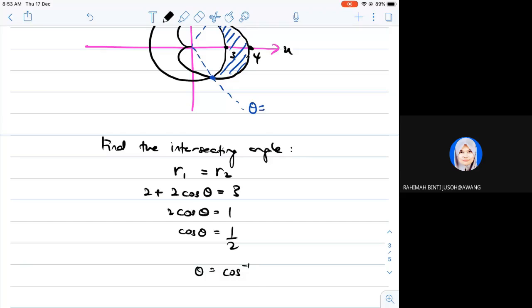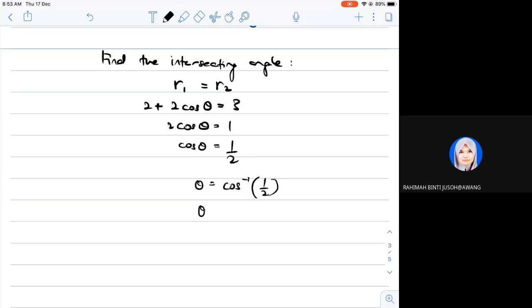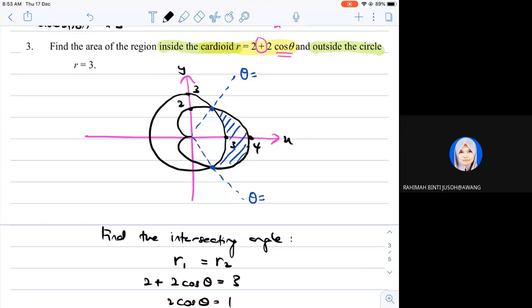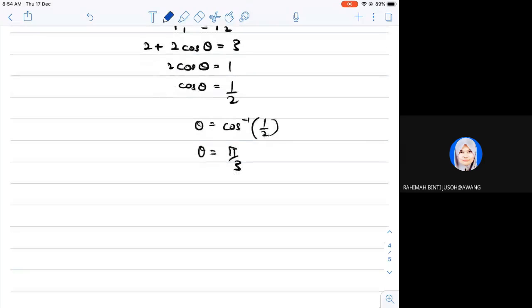Okay, now use your calculator, shift cos half equals to what? How many degrees? Yes, pi over 3 or 60 degrees, right? So we have pi over 3. Okay, since this graph is symmetric about the x-axis, thus we know that up here is pi over 3. So of course down here should be negative pi over 3. Okay, so let us proceed with the formula.